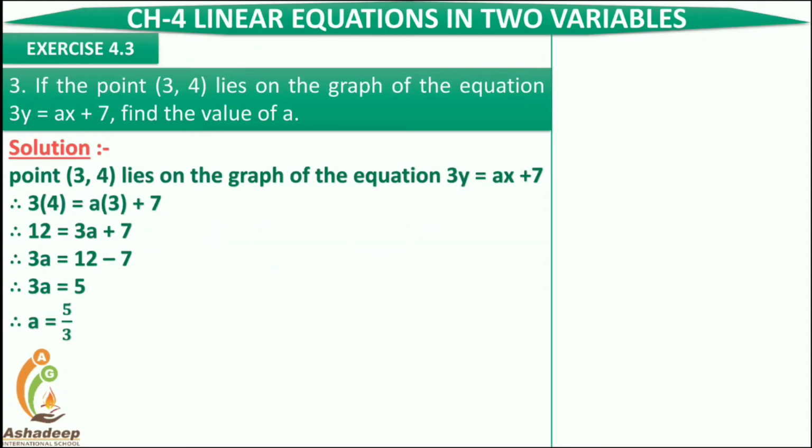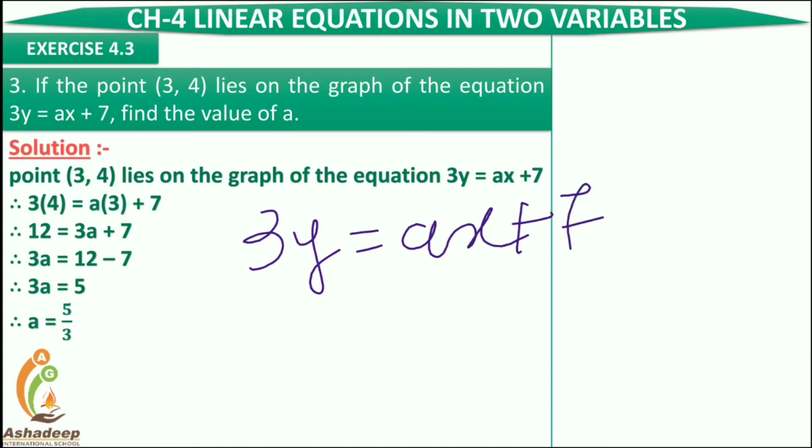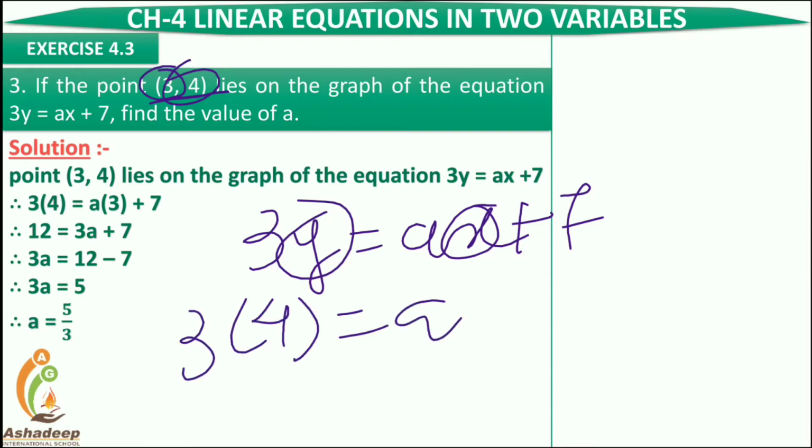Right, now question number 3. If the point 3, 4 lies on the graph of the equation 3y is equal to ax plus 7, find out the value of a. It is simple now. We have 3y is equal to ax plus 7. It passes through this point, so instead of x, I have to put 3, and instead of y, I have to put 4. So 3 multiplied by 4 is equal to a multiplied by 3 plus 7.